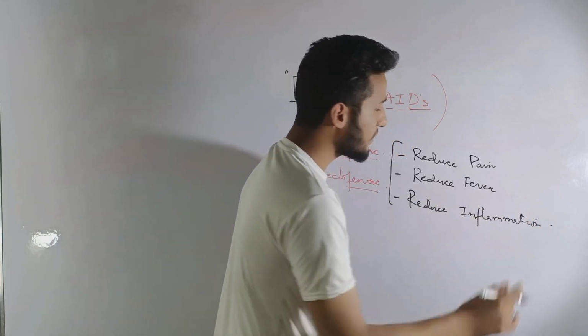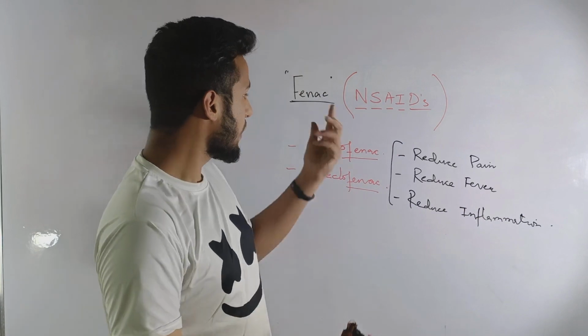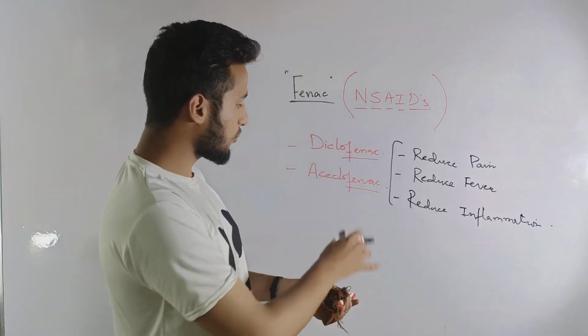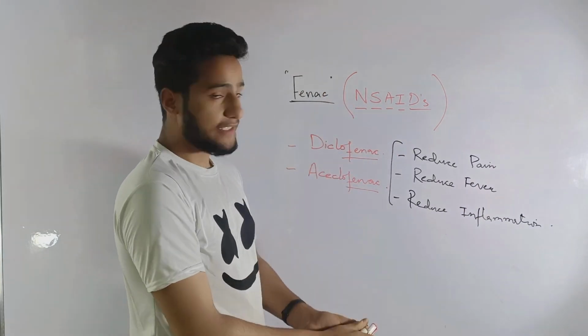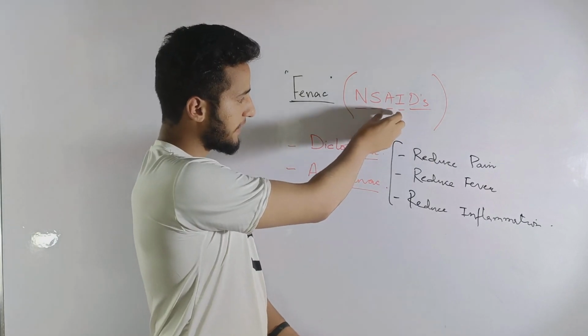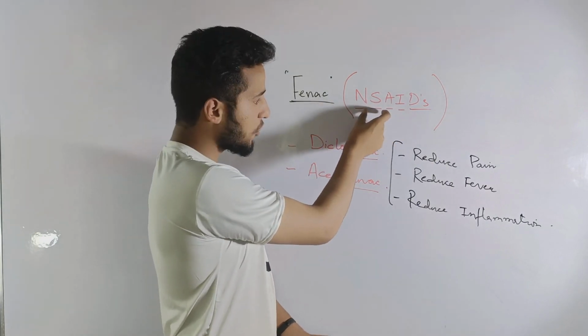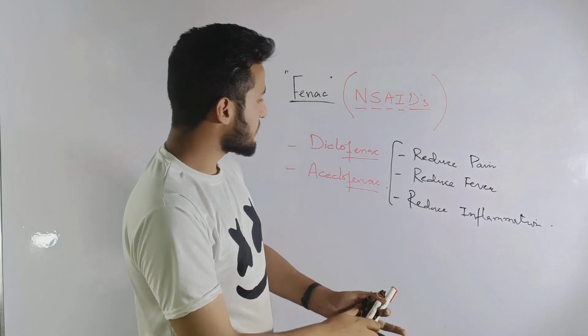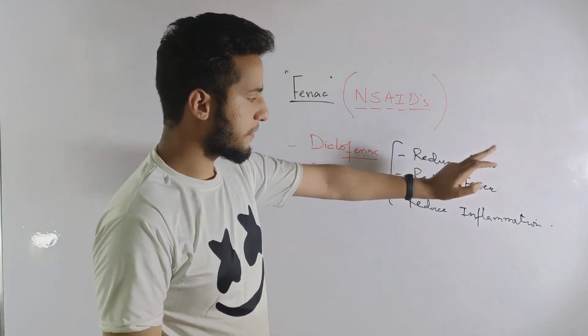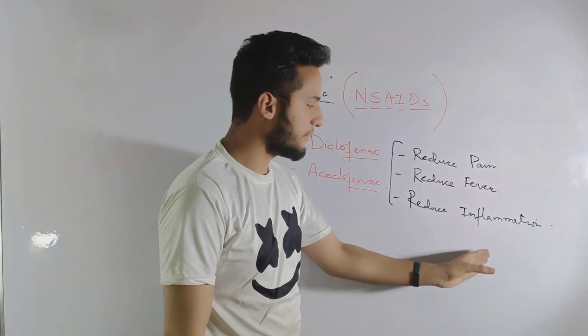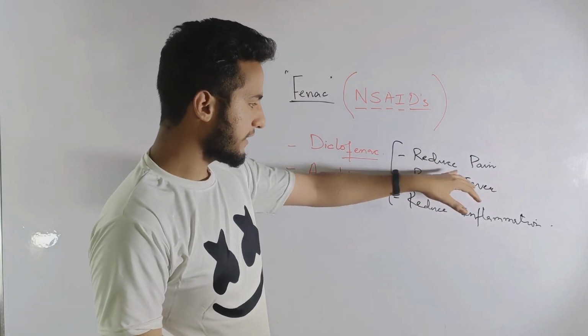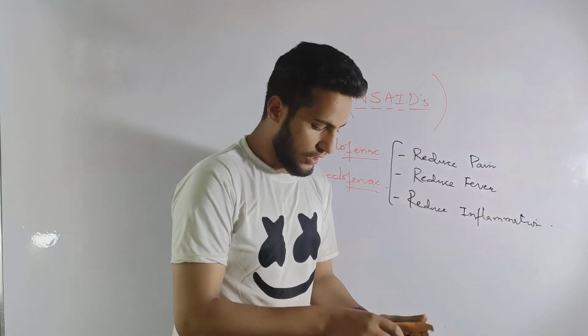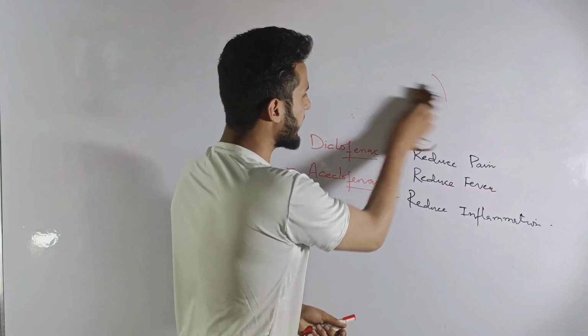So the first suffix we were discussing was phenaic. We have diclofenac, we have aceclofenac. These drugs belong to the group of medicines called NSAIDs, non-steroidal anti-inflammatory drugs. These drugs are given when you are suffering from pain, fever, or inflammation. So we will move towards another suffix.